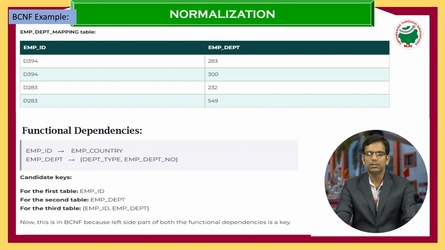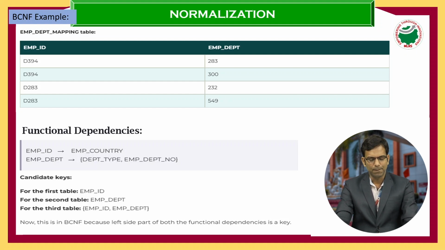So you see the functional dependency, as I told you earlier: employee ID determines employee country, and employee department determines employee department type and employee department number. These 2 attributes are truly dependent on the employee department, and the candidate key can exist.